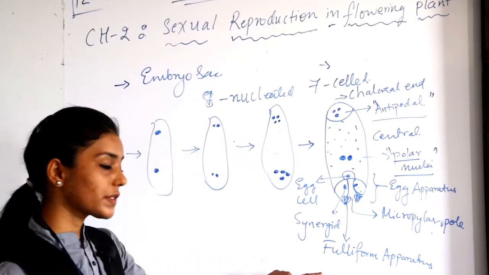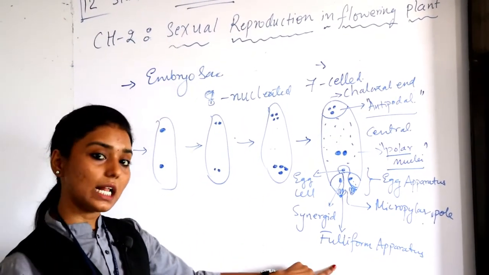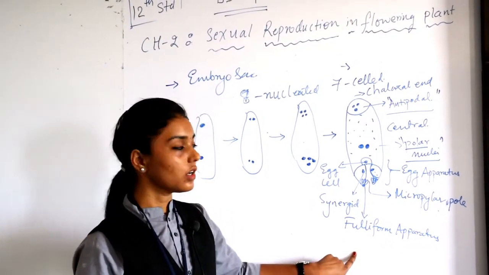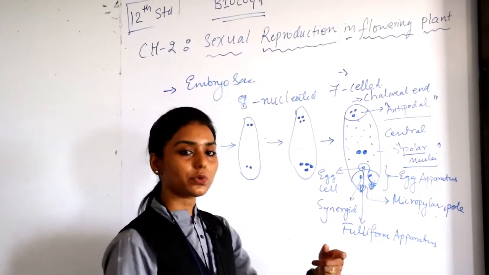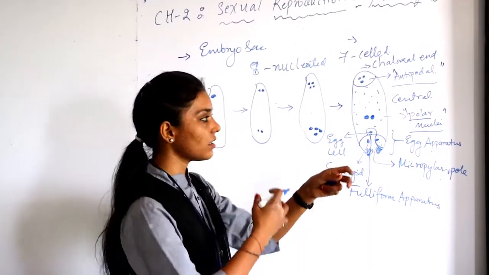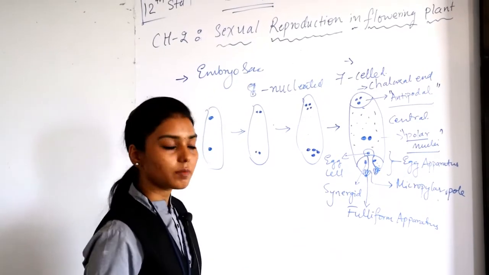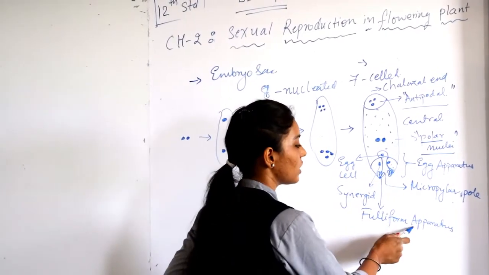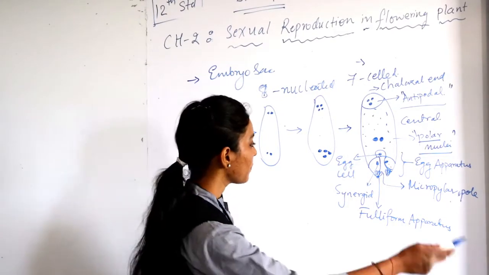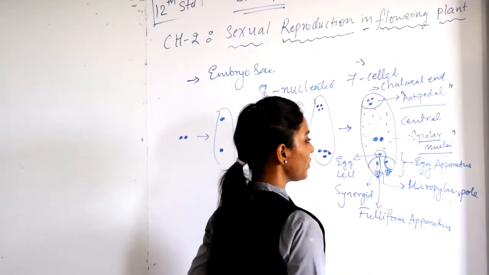Okay. This filiform apparatus helps in nourishment of pollen tube during fertilization. Okay. We'll see that part later on when we go with that particular part. In the next part of this chapter we'll see why this filiform apparatus is helping in nourishment of pollen tube. Okay. So I hope you are clear with this.